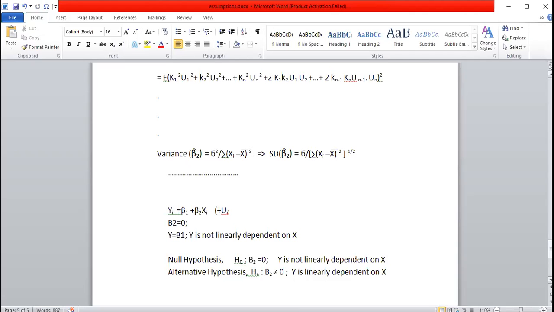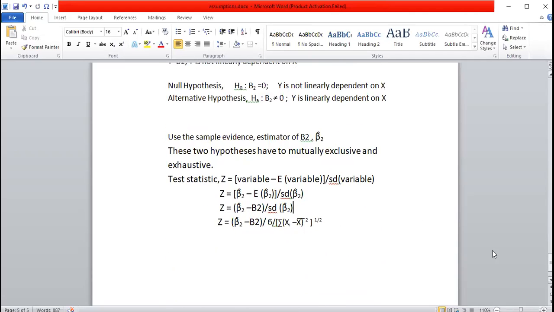Okay. Don't worry about those things. But are you following this step? What we are trying to do is find a test statistic which we'll use to test whether beta 2 is 0 or not. Now, for the test statistic, the natural candidate is Z. And how do you get Z? It's a standardized variable. You get it from the variable minus the expected value, divided by the standard deviation of the variable, and you end up here.